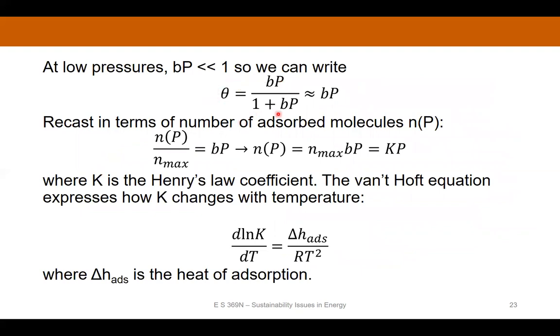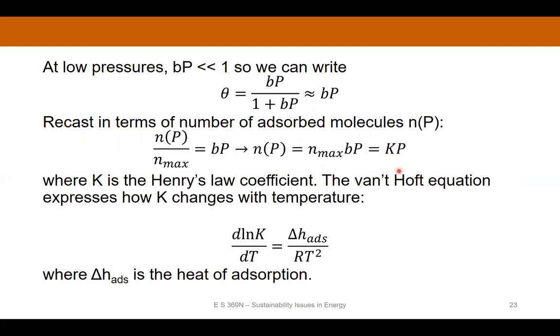So let's go back to our Langmuir isotherm. So let's talk about operating at relatively low pressure. If the product of B and P is much less than 1, this term in the denominator is going to be approximately 1. So we can say that theta is approximately equal to the product of B and P. Now we can recast this in terms of the absolute number of adsorbed molecules. Theta is just the number of adsorbed molecules at a particular pressure divided by the maximum, and that's equal to BP. We can distribute that and come up with this expression here. And as it turns out, now we're back at our Henry's law coefficient. So the number of adsorbed molecules is simply Henry's constant times the pressure.